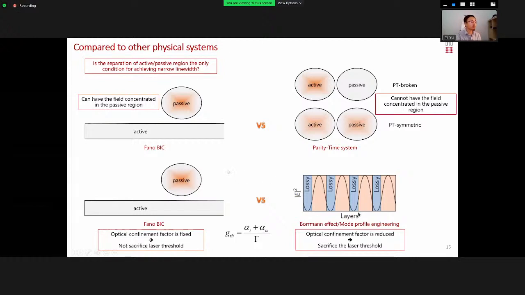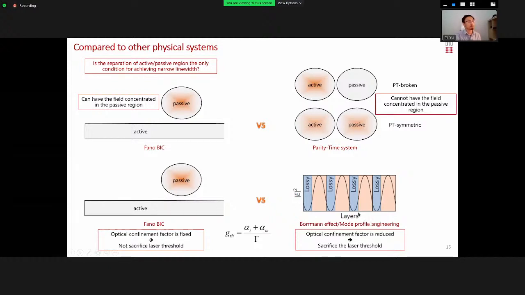And also we can compare our system to the so-called Bormann effect, or mode profile engineering. As we show here, no matter how we engineer the mode field, the optical confinement factor of the waveguide is unchanged. And actually the threshold of the laser is only related to the optical confinement factor of the waveguide here for the final laser, which means that our final laser can reduce the line width of the laser without sacrificing the threshold.